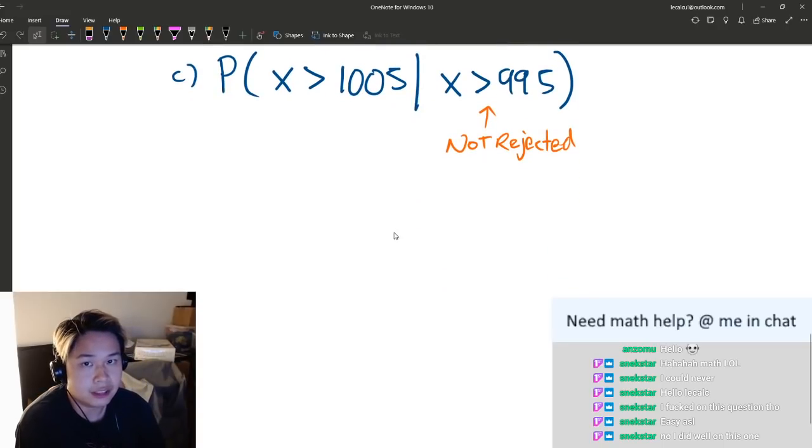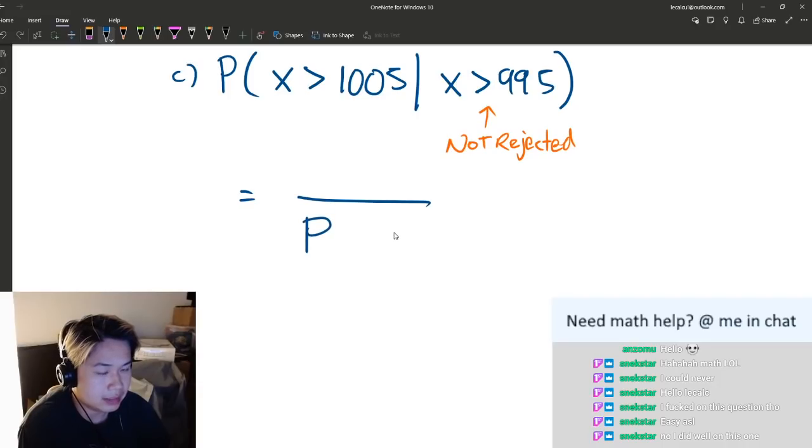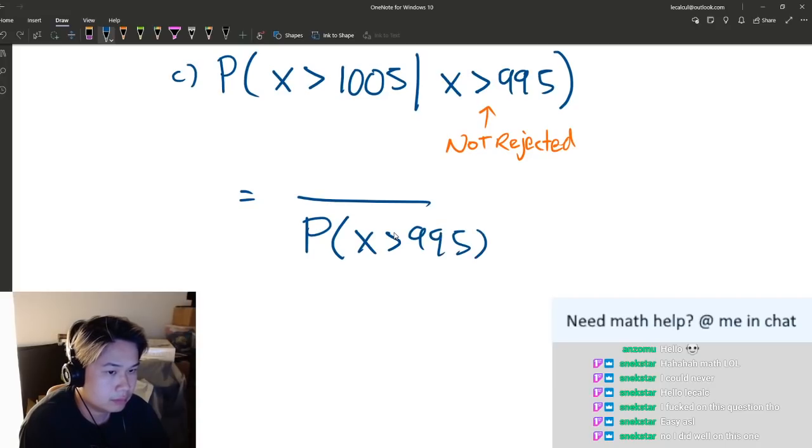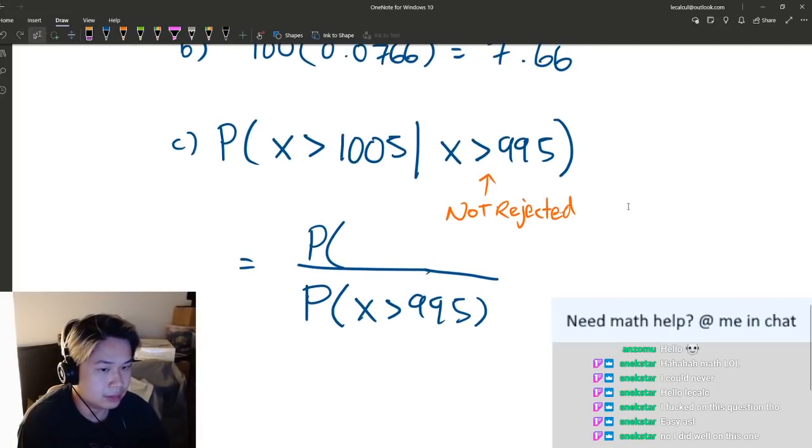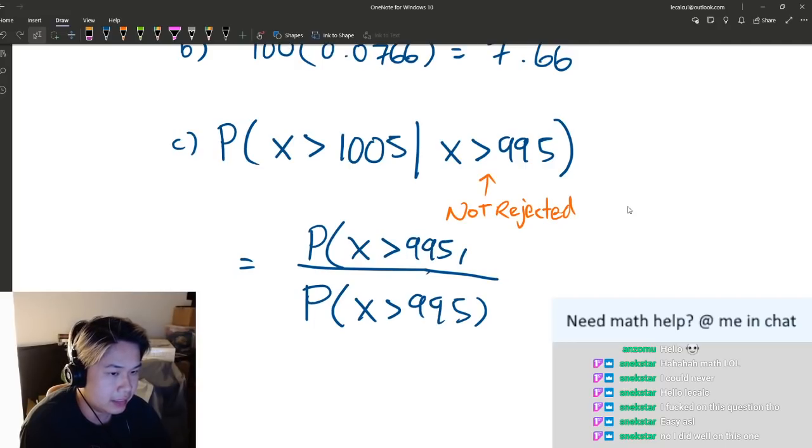Anyways, so we just follow a conditional probability formula. Down below is the probability of not being rejected, and up above is the intersection of these two: x being greater than 995, and then the intersection with x being greater than 1005.